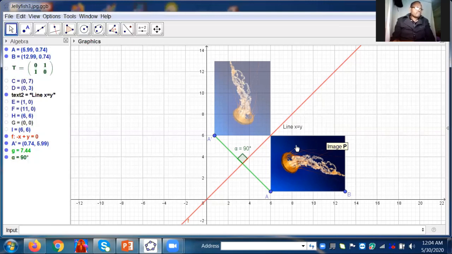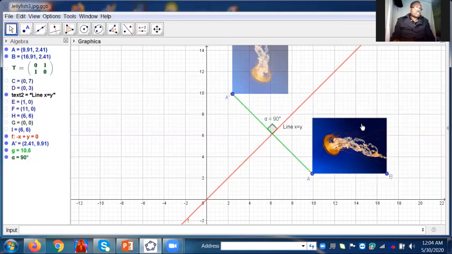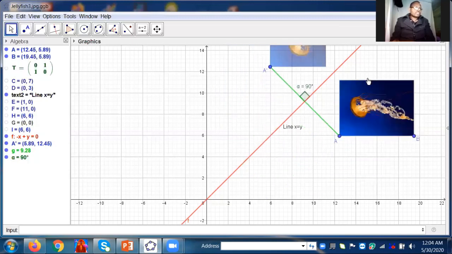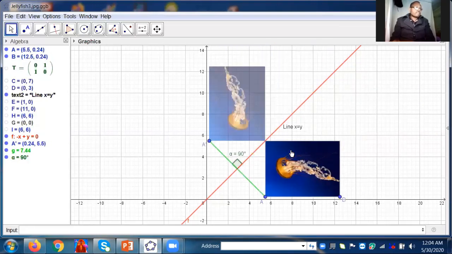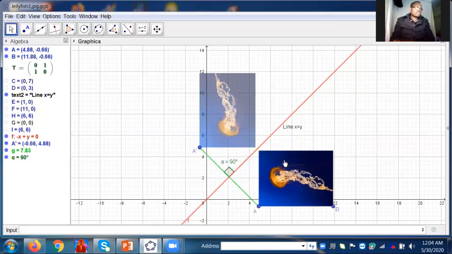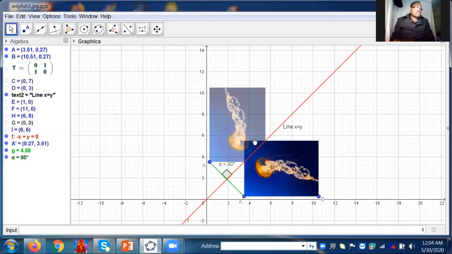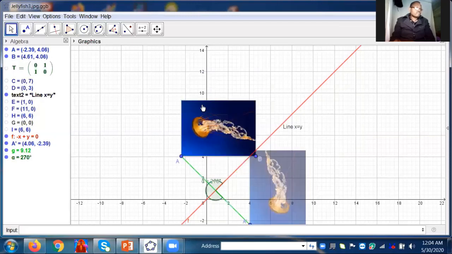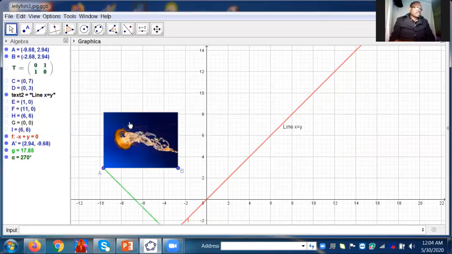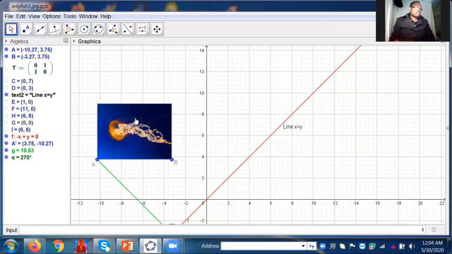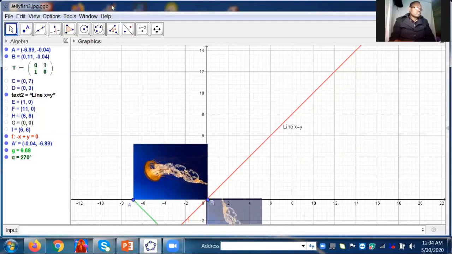We can even move the object to the right, and then the image also moves with the object. When we move the object to the left, the image also moves with the object. We can even move the object across. The image also moves across. And this is evidence that this is reflection on the line x equals y. I can apply this matrix to a triangle. So I can draw a triangle.